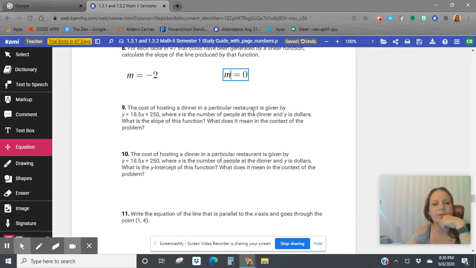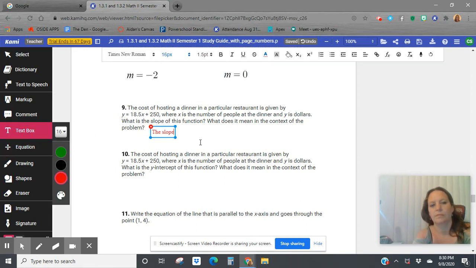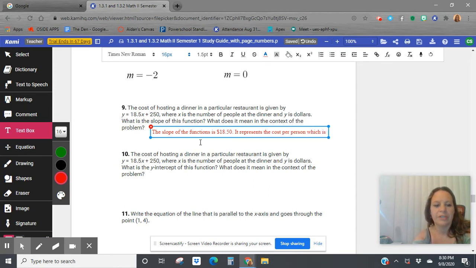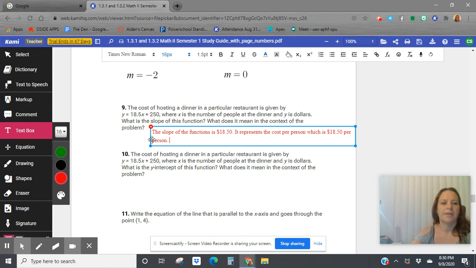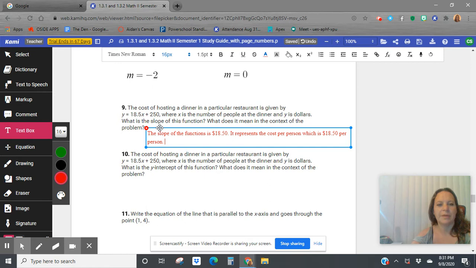All right, let's look at some context-based ones. The cost of hosting a dinner in a particular restaurant is given by this function, where x is the number of people at dinner and y is the dollars. What is the slope of the function, and what does it mean in context? The slope of the function is the 18.50. It represents the cost per person, which is $18.50 per person. The slope in this case, the thing that is changing, is the cost per person, and that's based on how many people go.